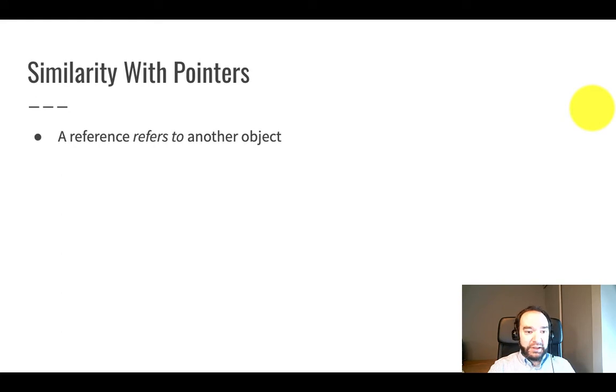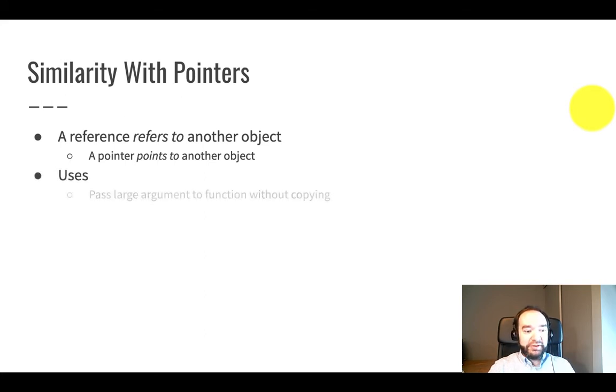There are a lot of similarities with pointers since references are really intended to be a replacement for pointers. A reference refers to another object. So it is an object in its own right, but usually we think of a reference as referring to another object or pointing to another object. Likewise, a pointer points to another object, and the pointer is itself a thing, but the whole purpose of a pointer is to refer to another object or point to another object.